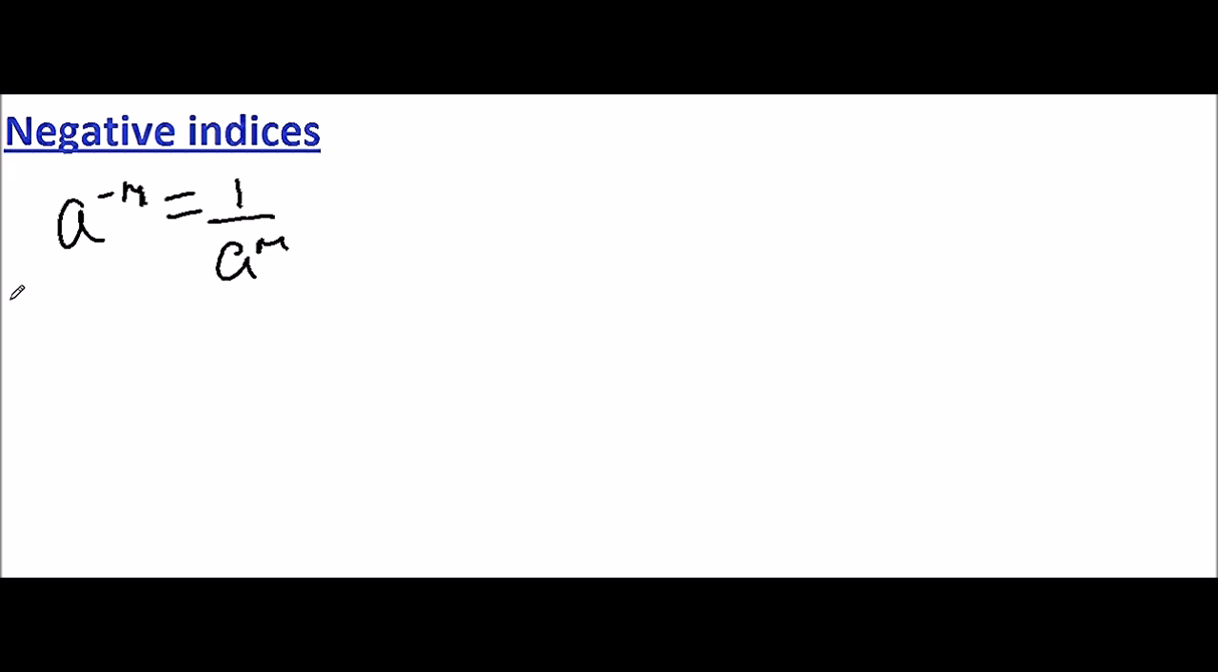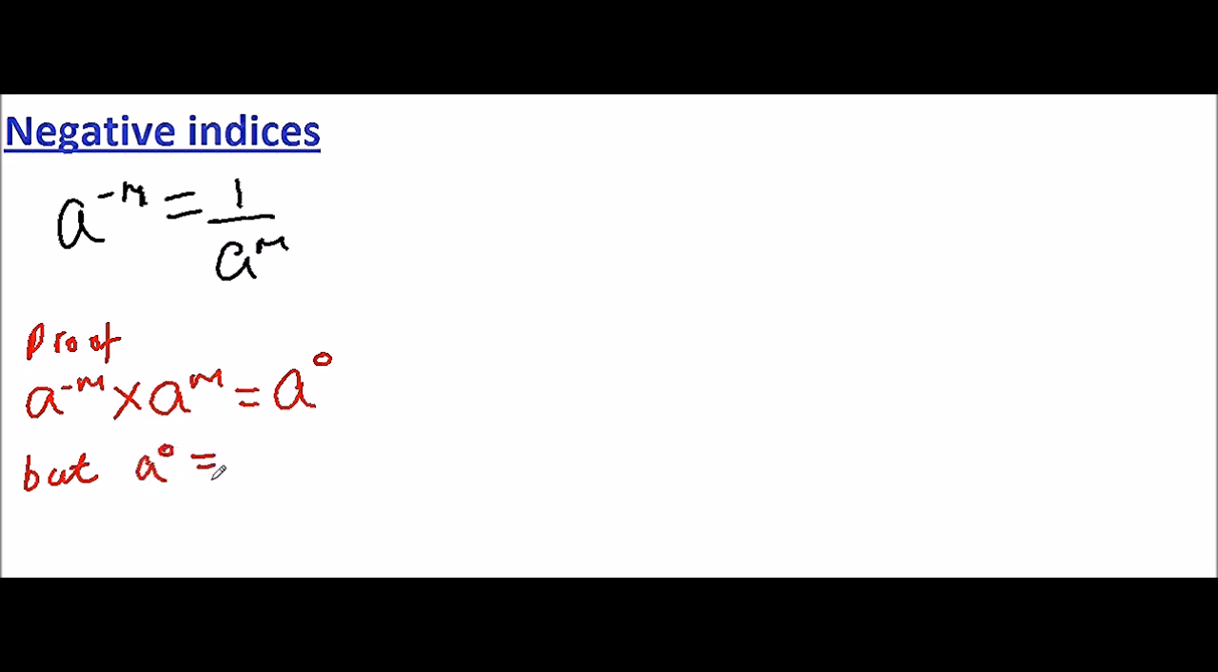Now we can prove that by using the indices. Let's say we have a to power minus m multiplied by a to power m, which we know, if we apply the first rule of indices, is the same as a to power 0. But a to power 0 is equal to 1. We have proved that in our earlier session.